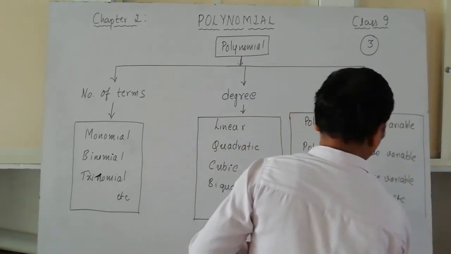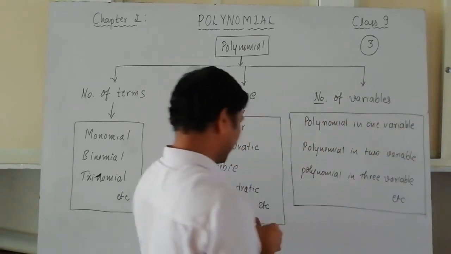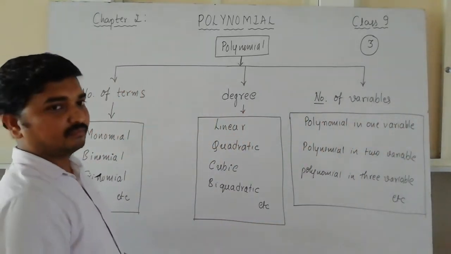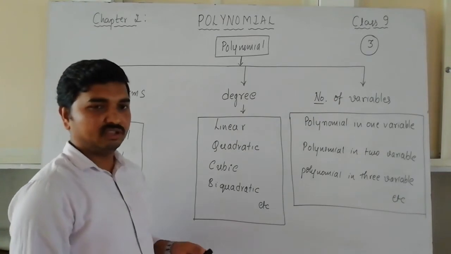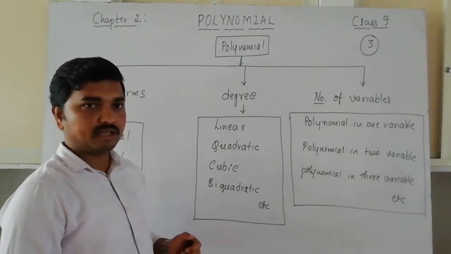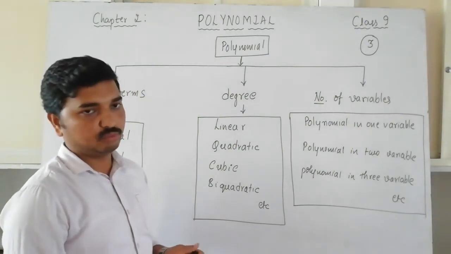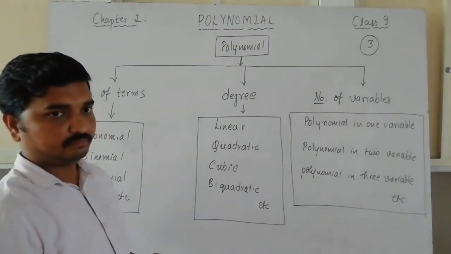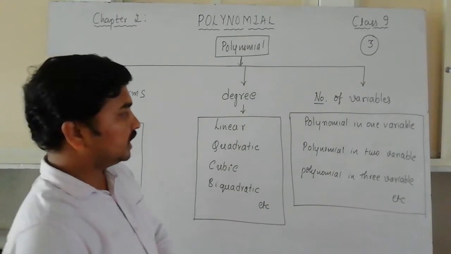Sir, biquadratic means what, sir? Biquadratic means degree 4. A polynomial of degree 4 is called biquadratic or quartic. It is also called quartic or biquadratic. Both are the same. Okay, so now look at here.